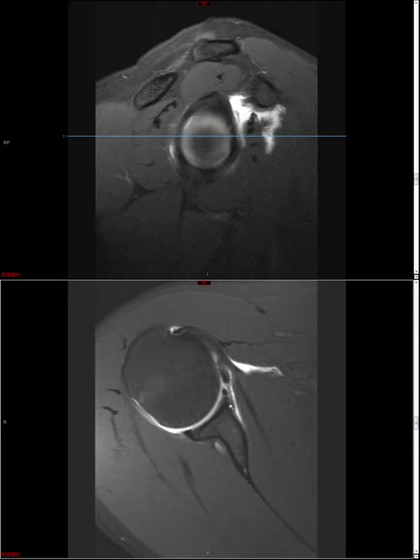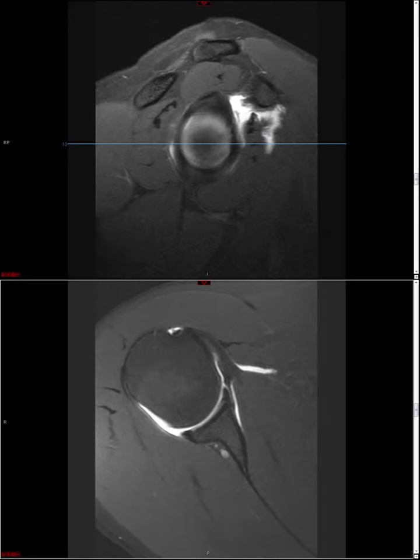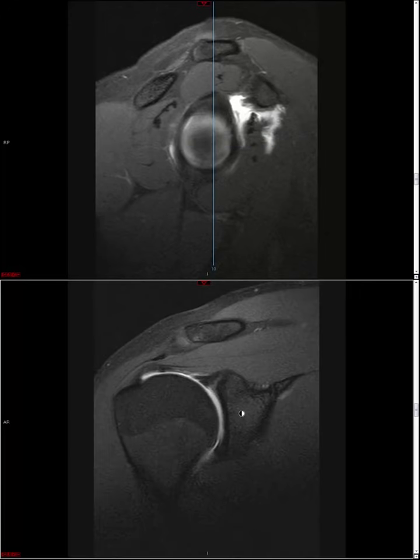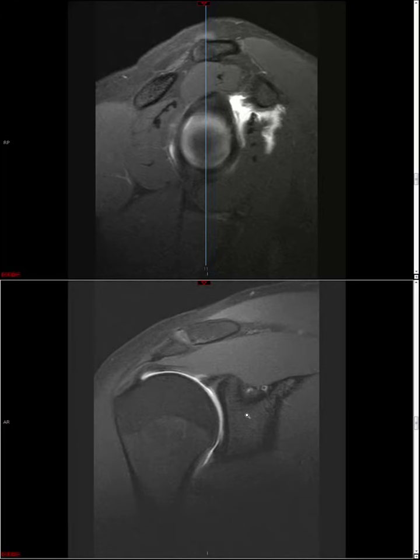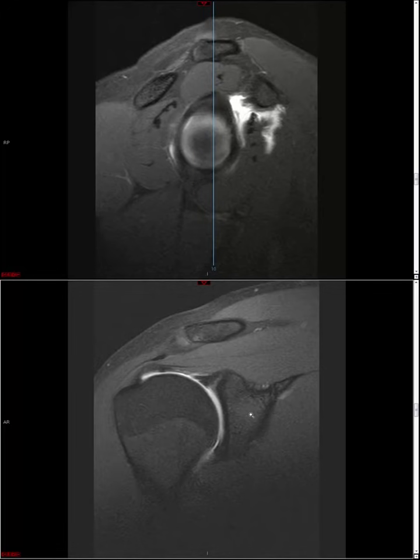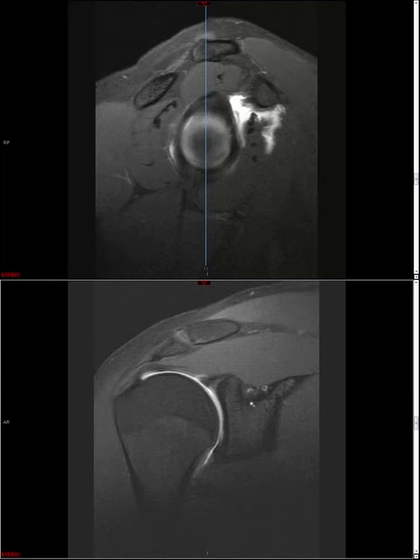All right, and so that's an important analysis. Let's look at the coronal for a second, and the coronal, as I had mentioned earlier, is great for looking at the superior labrum. And there's actually another variant in the superior labrum that needs to be distinguished from a SLAP tear, superior labrum anterior to posterior, fancy word for superior labral tear.